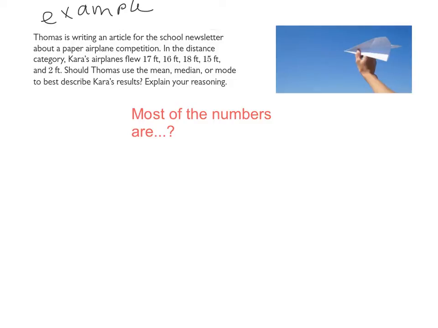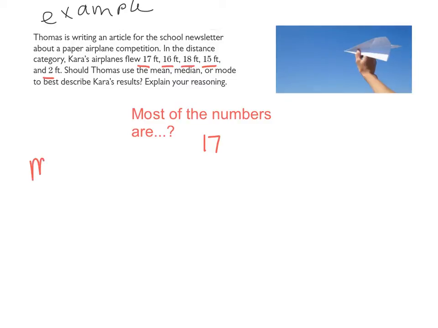So, taking a look at Kara's airplane, let's see how many times she threw it. She threw it 1, 2, 3, 4, 5 times. Now 17, 16, 18, and 15, those are all very close together, but one time she threw it 2 feet, so she obviously had a bad flight. Maybe she threw it and it hit the wall or something, I don't know. But most of these numbers are around 17-ish, right? So 2 feet is an outlier. It's going to throw off our data.